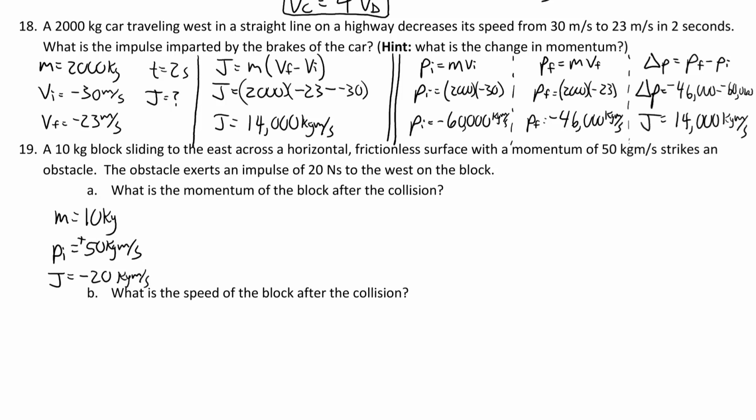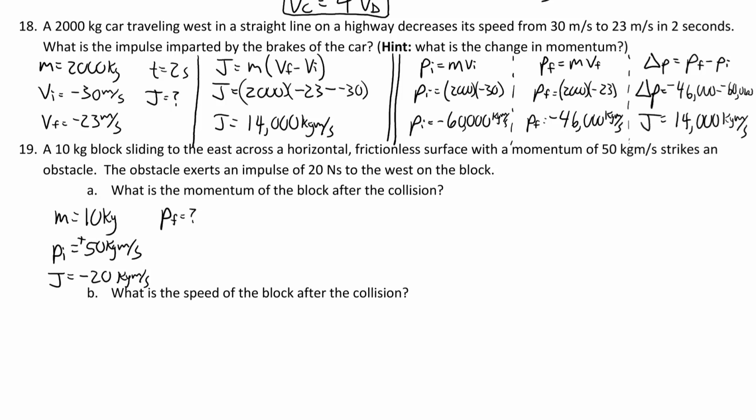So it says, what is the momentum of the block after the collision? And you have three variables here. And you might have wanted to do, okay, P is equal to mv, but I don't know what the velocity is. There's no velocity. All right. Well, let's look at what the unknown is. The unknown is pf.